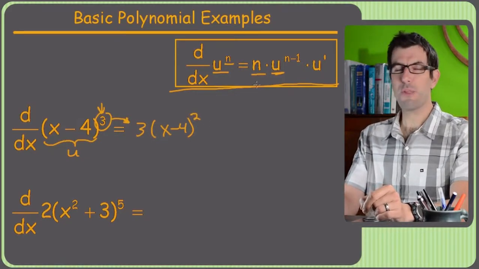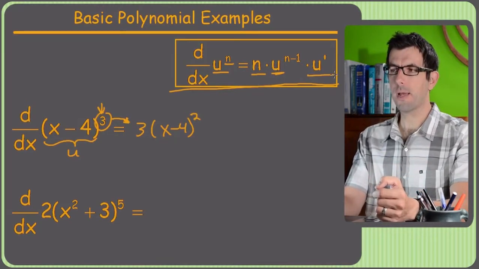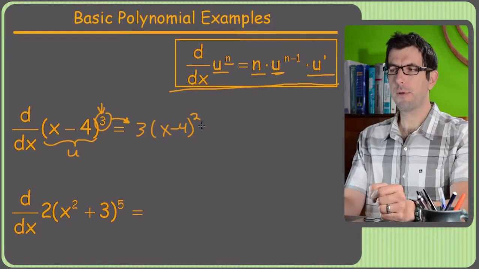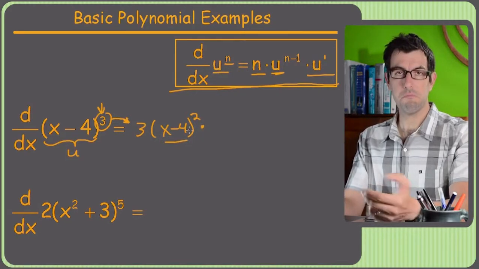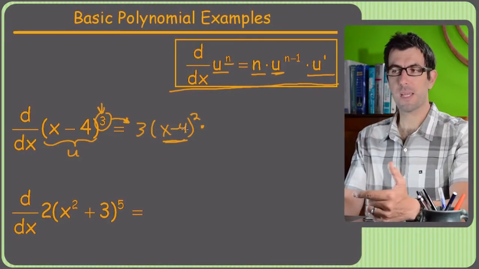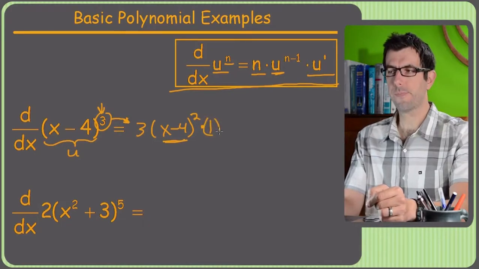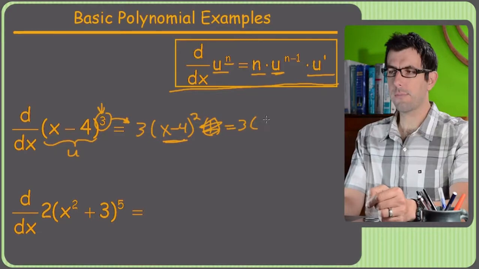All right, and then the thing you don't want to forget, the number one way to get these problems wrong, is to forget u prime. So what is u prime? Well, it's just the derivative of, in this case, x minus 4. Not too bad, right? So what's the derivative of x minus 4, our u? Well, the derivative of x minus 4 is just 1, because the derivative of negative 4 is 0, since it's a constant. The derivative of x is just 1. All right, so that's no big deal. So we get 3 times x minus 4 squared.